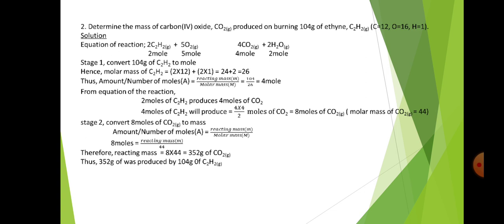And you make the reacting mass of carbon IV oxide the subject of the formula. That will give us 8 times 44, which is 352 grams of carbon IV oxide. That implies that 352 grams of carbon IV oxide is produced by 104 grams of ethane. I hope you understand that calculation.